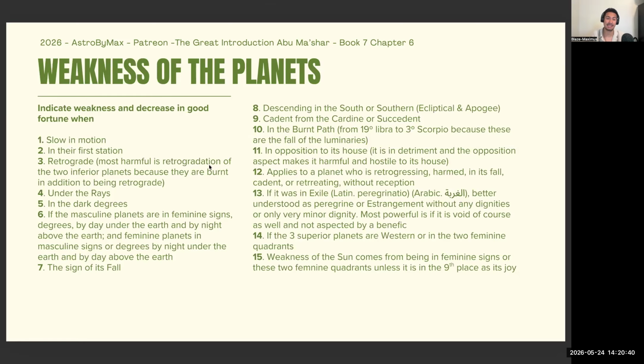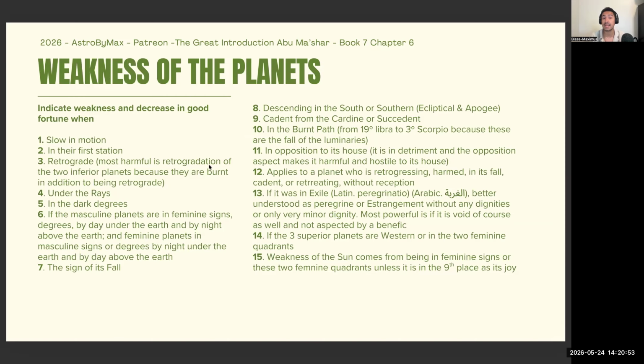And as for the weaknesses of the planets, these conditions indicate weakness and decrease in good fortune when, one, the planets are slow in motion, when they are in their first station, so when they are stationing retrograde, and then when they are retrograde and moving retrograde. And the most harmful retrogradation is of the two inferior planets because in addition to being retrograde, they are also burnt. And then being under the rays is also a condition of weakness.